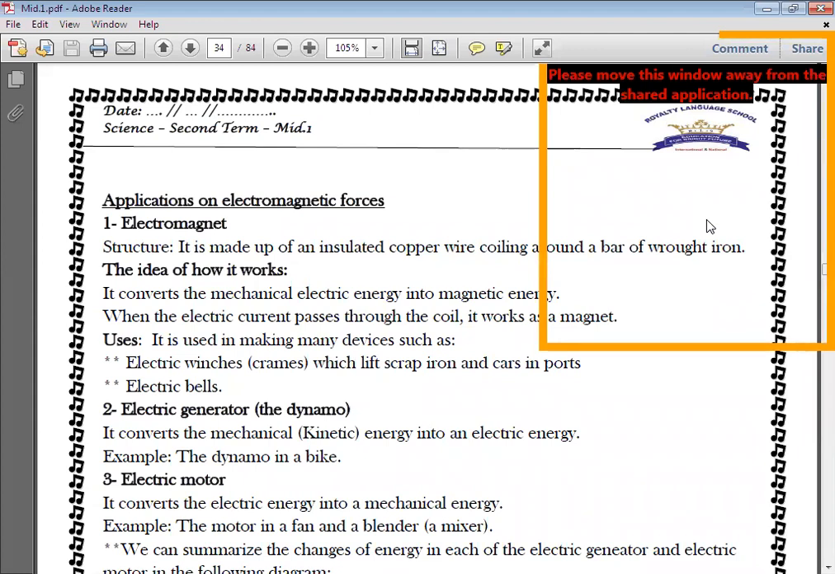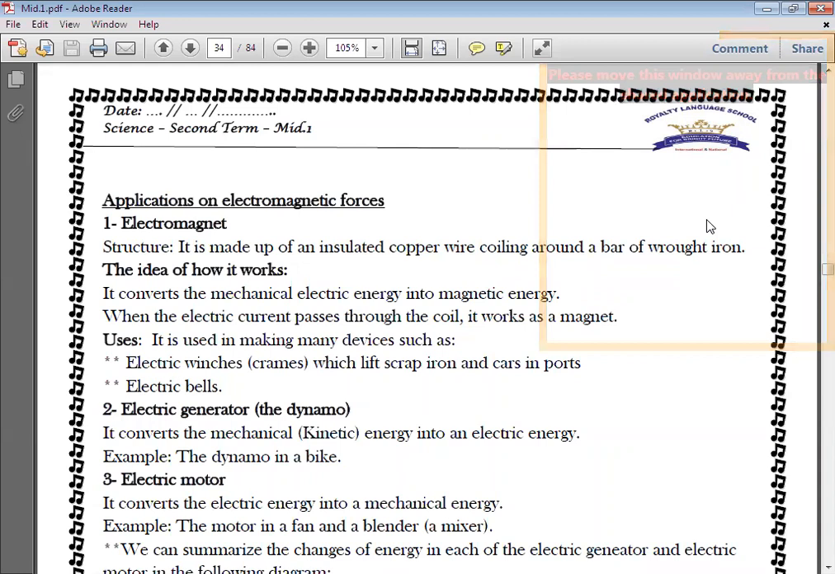An example of a dynamo is the dynamo in a bike. There is a dynamo, an electric generator, on the wheels of the bike. When it starts to move, the kinetic energy is changed into electric energy to light the lamps of the bike and make the sound of the electric bell in the bike.